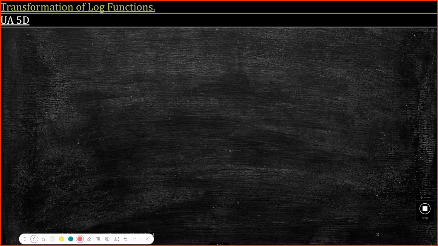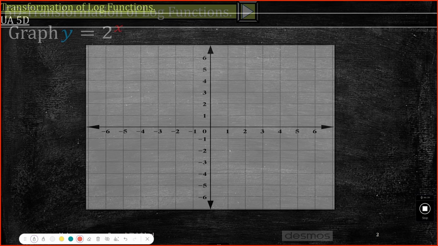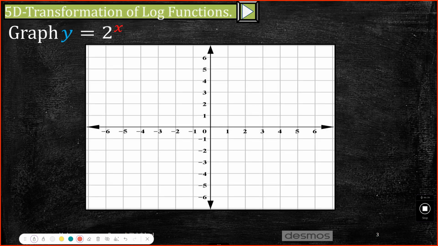All right, let's do this lesson, and maybe after the lesson we can learn how to get the t by itself. Let's go with transformation of log functions. Graph y equals 2 to the power of x. All right, let's go, because we're going to do 2 lessons today.